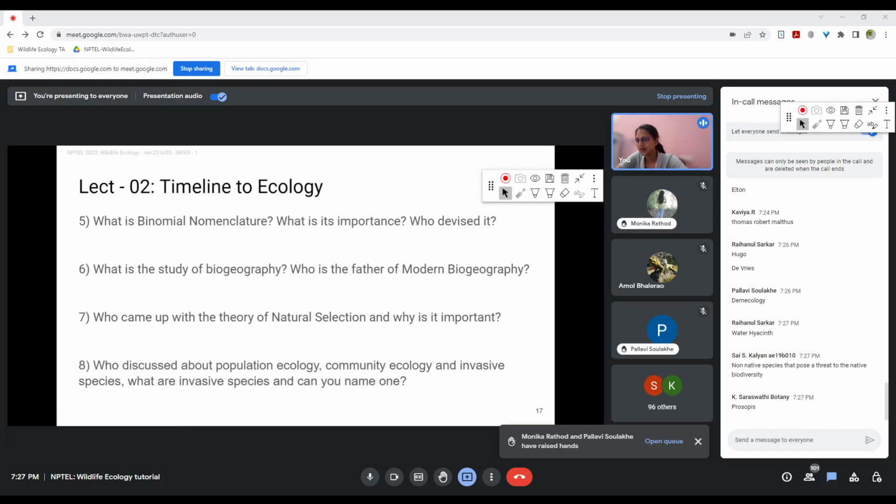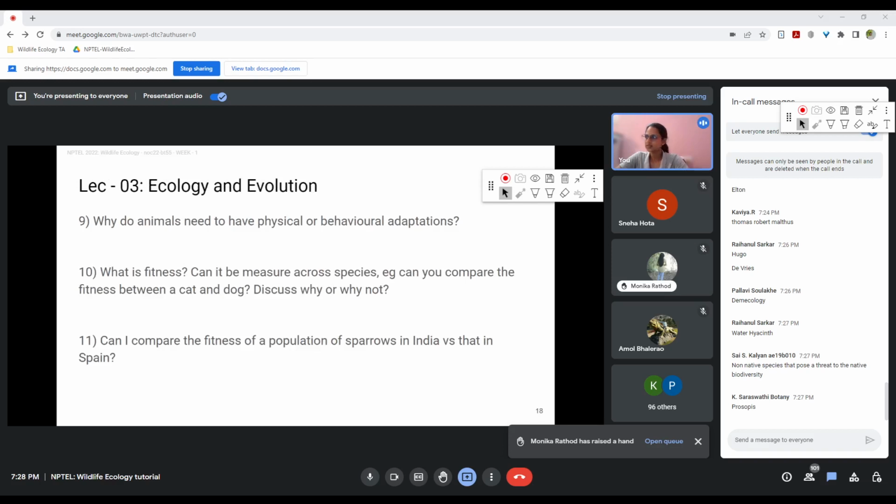Somebody has written: non-native species that pose a threat to the native biodiversity. That is correct. I think all of you might have seen the plant lantana everywhere. It is non-native to India and rapidly spreads all over the Indian habitat, and a lot of people find it very pretty because of its colorful flowers, but it is not a native species. I don't know how to bring up an image without messing something up, so I'll put a picture of lantana next time. Alright, that is done.